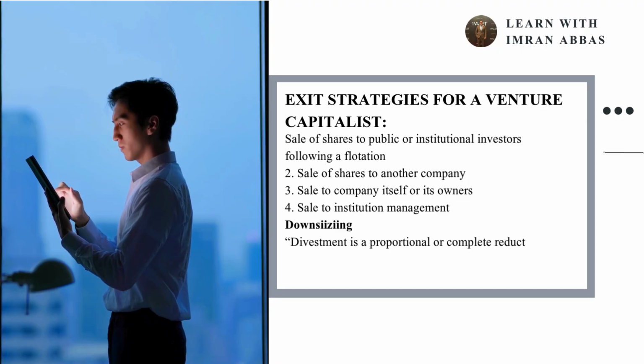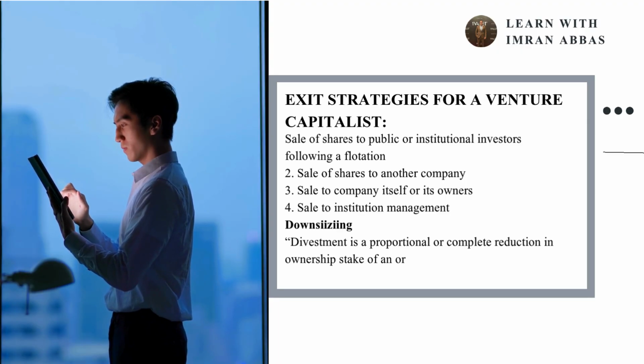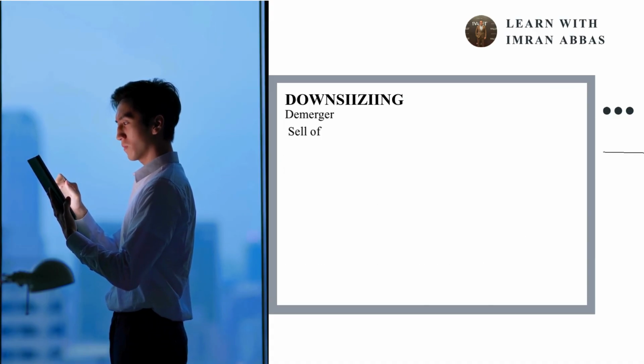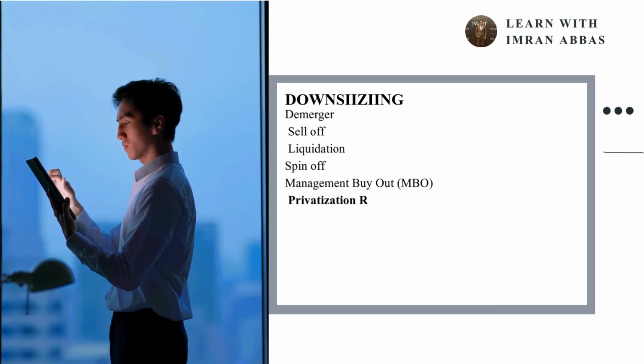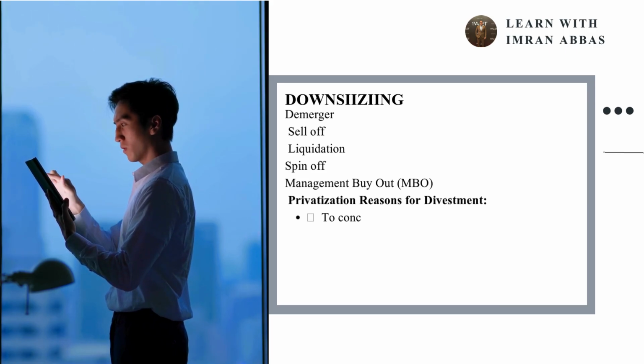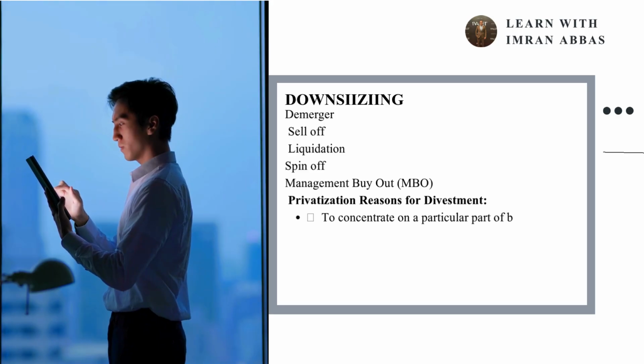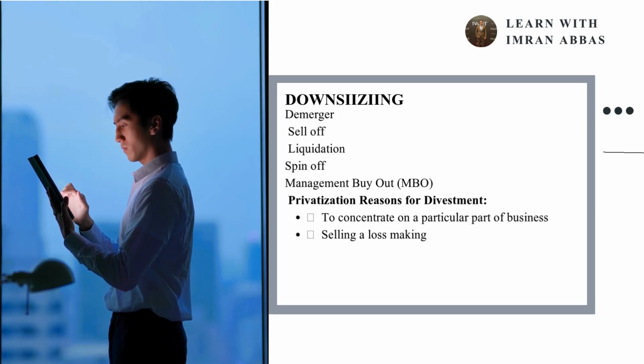Downsizing. Divestment is a proportional or complete reduction in ownership stake of an organization, e.g. downsizing, demerger, sell-off, liquidation, spin-off, management buyout (MBO), privatization. Reasons for divestment: to concentrate on a particular part of the business.